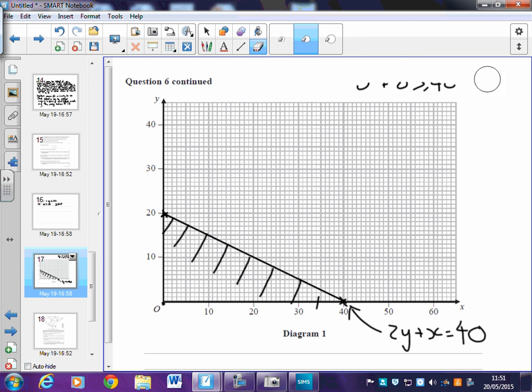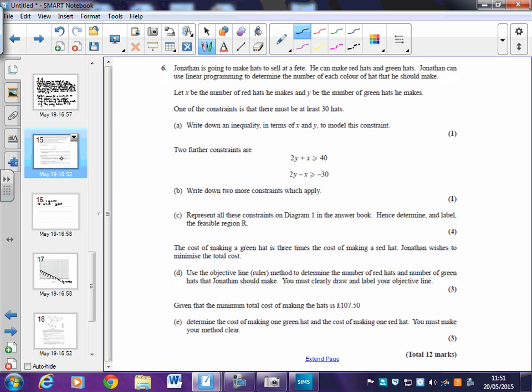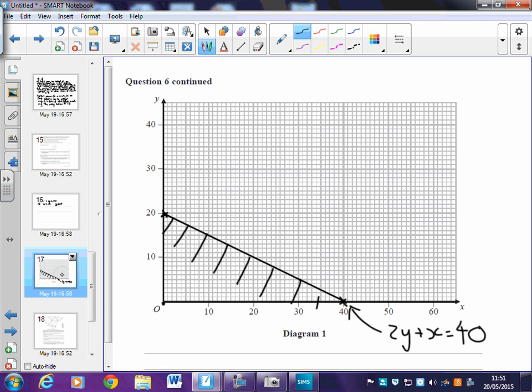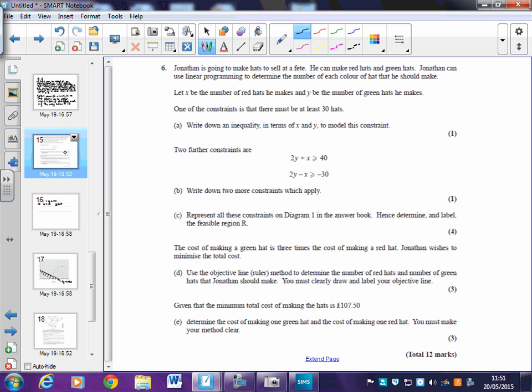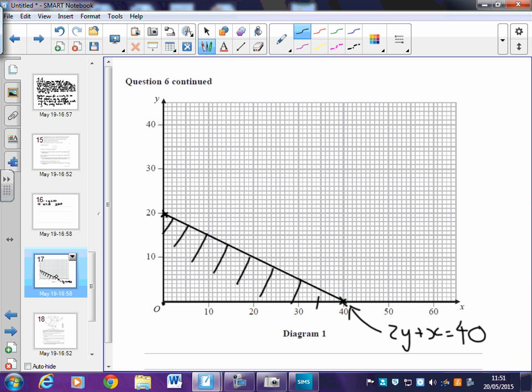The next constraint that I'm going to draw is the second one they gave us, which was 2y minus x equals minus 30. So let's start off with y is 0. If y was 0, minus x equals minus 30, i.e. x is equal to 30, which is there on the x-axis.